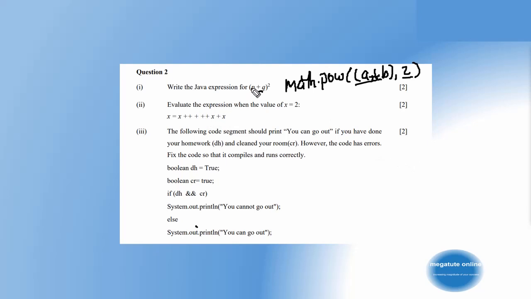Now evaluate the expression when the value of x is 2. You know that x++ is a post operator, so the value of x remains 2 here, but it is updated to 3. When you do this kind of question, keep updating the original value. Then plus ++x, which is a pre-increment: update and use. So the value 3 will be updated to 4, and used here as 4. And plus then x, which is already 4. So this gives you 10. The output is going to be 10 for this.